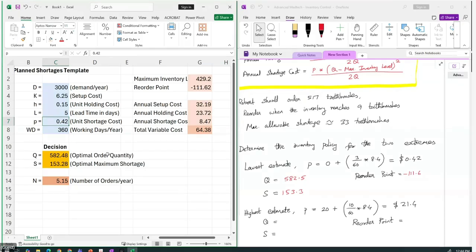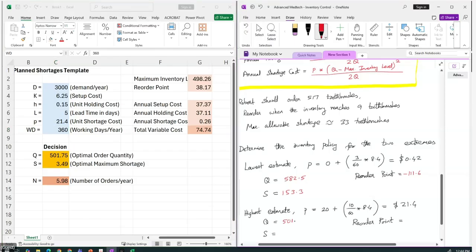I hope people are doing. I'm assuming that I am not speaking to 502, 501. 501. Yes, you are right. 501. So what should I do here? 21.4. So revised Q will be 501.75. And what will be S? 3.5. You can see on the left side of my screen. And the reorder point is 38.17.